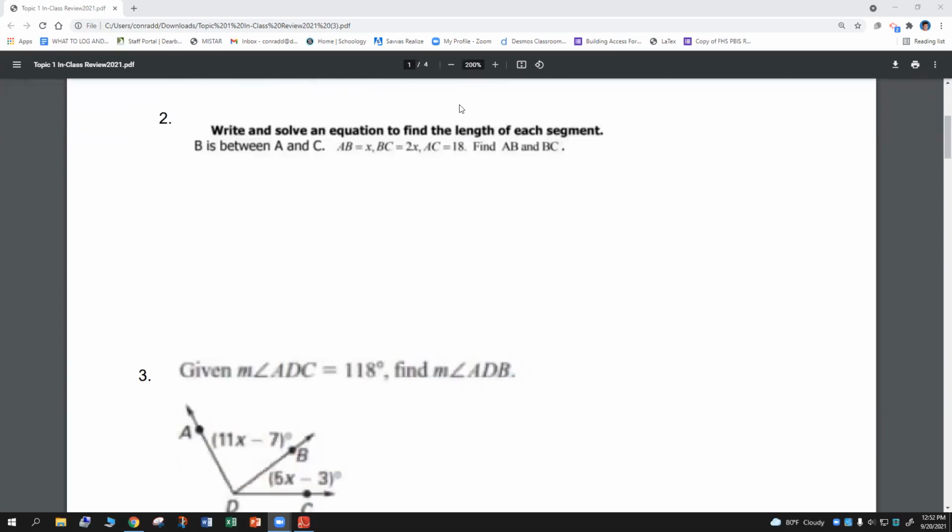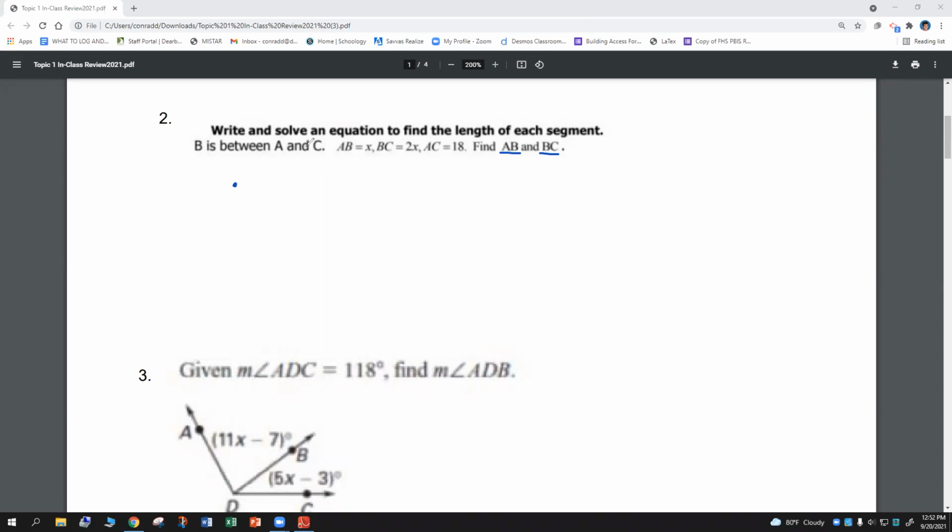Right, number 2. So let's maybe use a different color, number 2. Okay, it says write and solve an equation to find the length of each segment. B is between A and C. They tell us AB equals X, BC equals 2X, AC equals 18, and they want us to find the measure or the length of AB and BC, the distance between A to B and the distance from B to C. So we need a diagram. They don't have a diagram, so the first thing we need is a diagram.